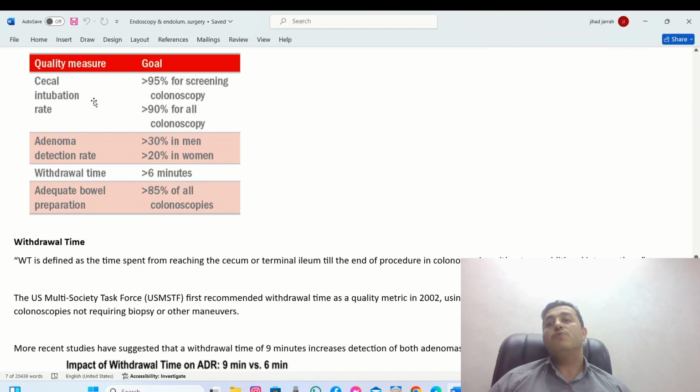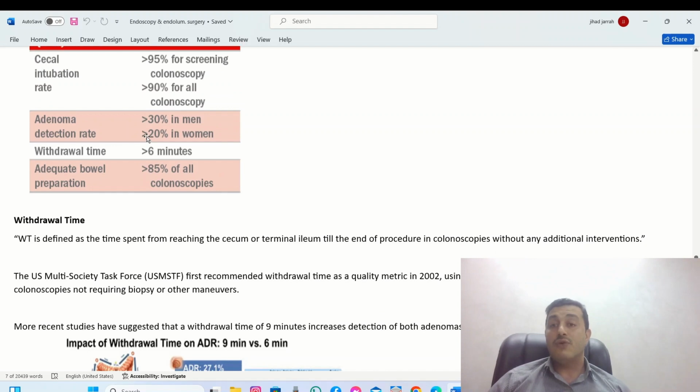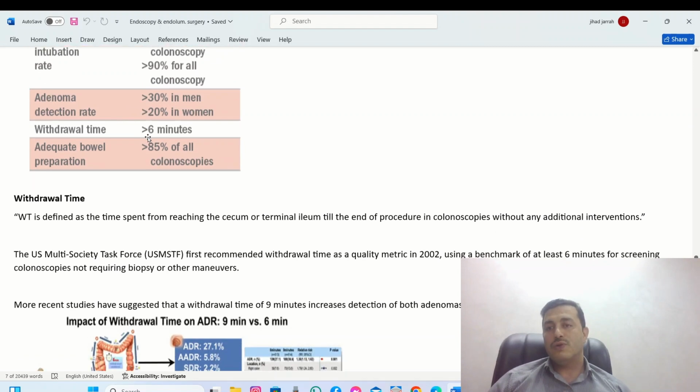Cecal intubation, we should reach the cecum in about 95% of patients for screening colonoscopy, and more than 90% for all colonoscopy. Adequate bowel prep, 85% of the patients should be adequately prepared to say that this is a good quality colonoscopy.